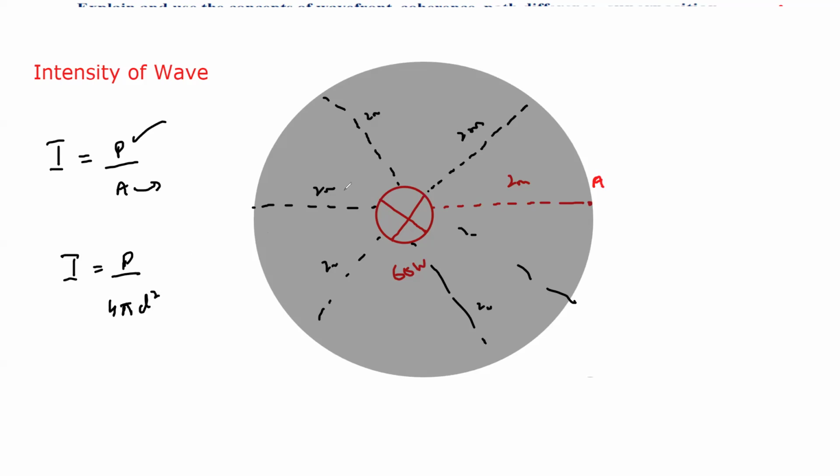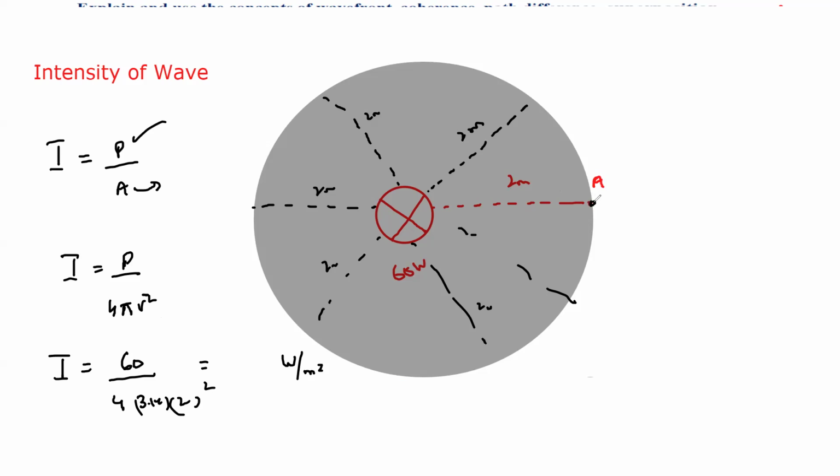Why am I writing d? D does not mean diameter. D is a distance here, which is the radius. If you're confused with d, I can also write r. It does not make a difference. So I have the power of this lamp, 60, divided by 4 times 3.14, and the distance from the source is 2 meters, which is also the radius here, so I substitute 2 square. That will give us the intensity at this point.